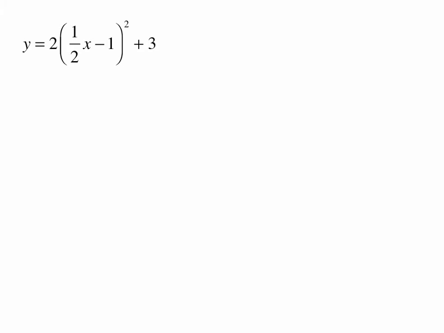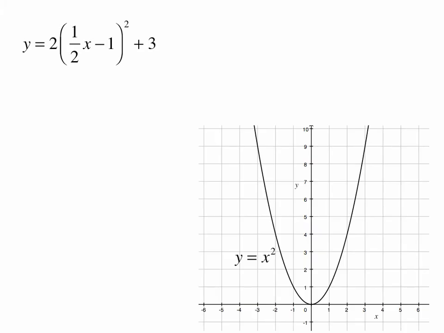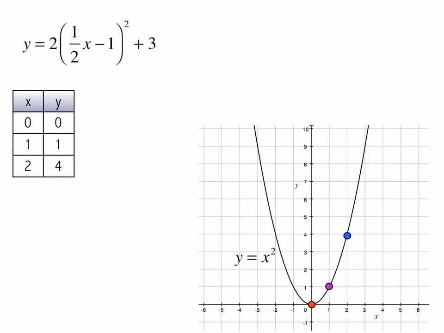So the parent function for this example is y equals x squared. Now you want to pick some good points so that when you do the transformations you know what the graph looks like. And I find the 3 good points are (0, 0), mainly because (0, 0) is the vertex. It also shows where the graph changes from decreasing to increasing. And then 2 other points are (1, 1) and (2, 4).